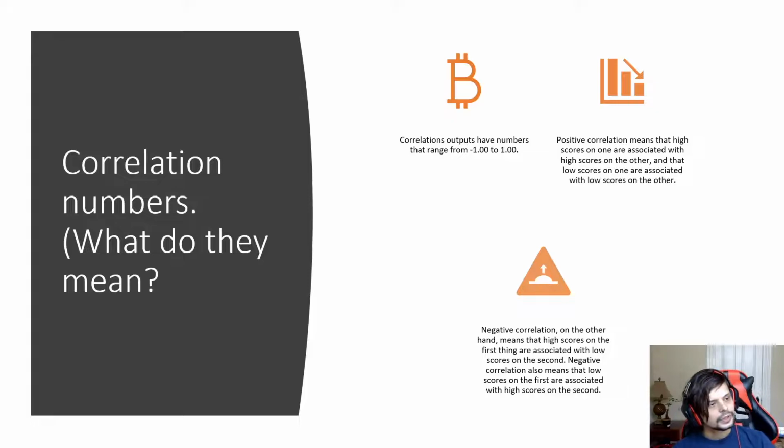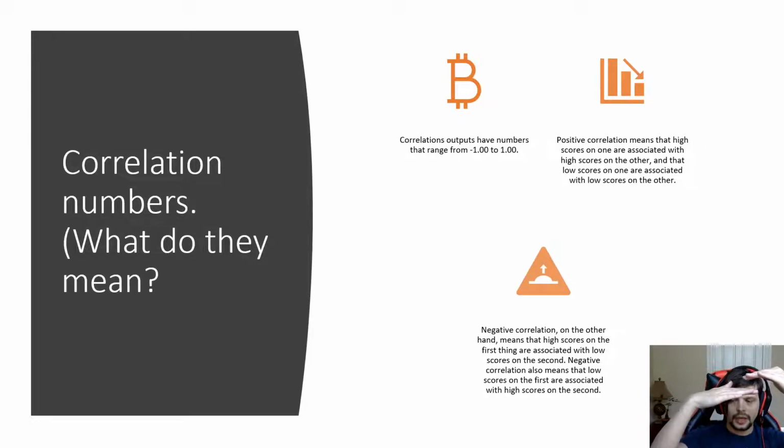So correlation numbers have a range of -1 to 1, with -1 being a perfect negative correlation, in other words, a complete down no matter what, and 1 being a perfect positive correlation. Positive correlation means that high scores on one are associated with high scores on the other, and low scores on one are associated with low scores on the other. In other words, they move in the same direction. So with ice cream sales and temperature, when temperature goes up, ice cream sales go up.